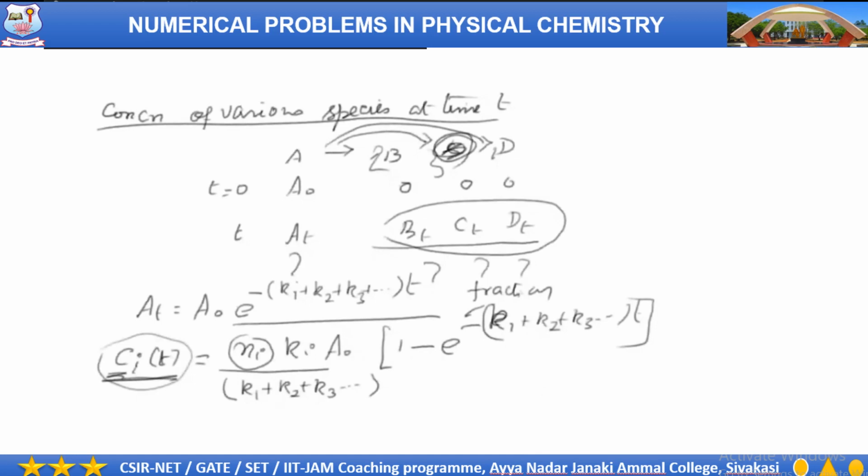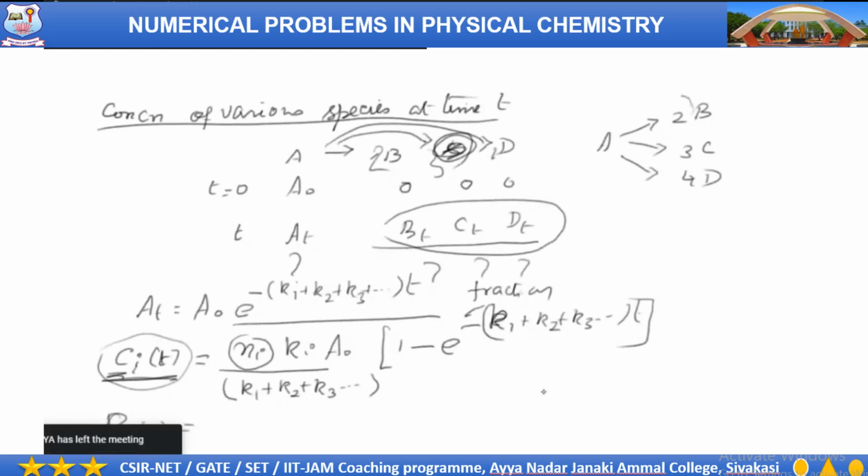For example, A giving 2B and 3C and 4D. Let us assume, for B, the concentration of B at time T is given by Ni, that is 2, into the K value, multiplied by the initial concentration and divided by the total K. Using this formula is a lengthier process. I think it will not be given in the CSIR examination because it's a lengthy process. They won't ask this. However, you should remember this.